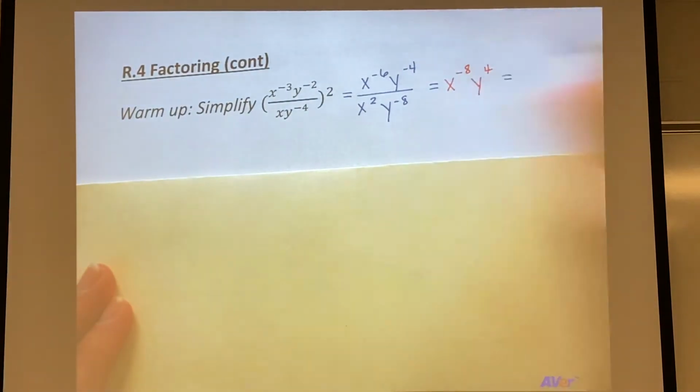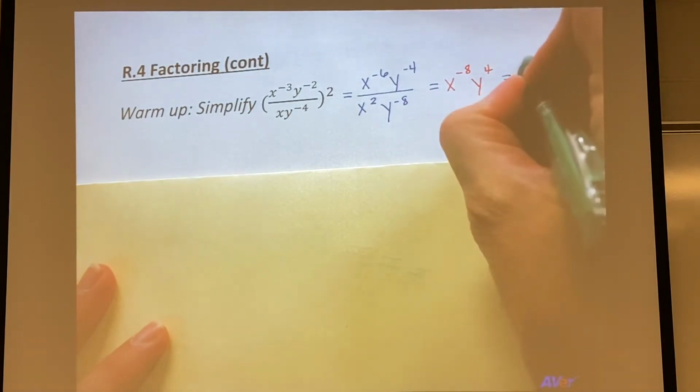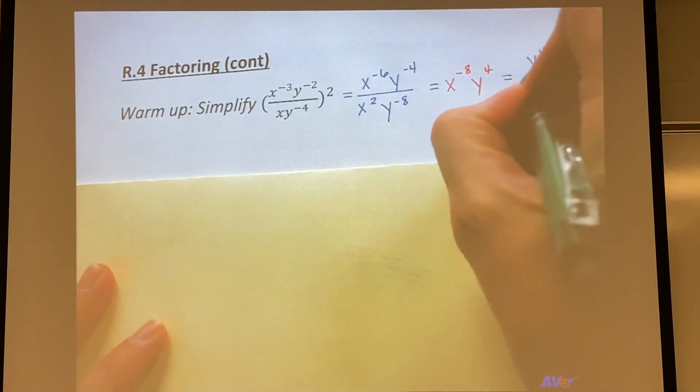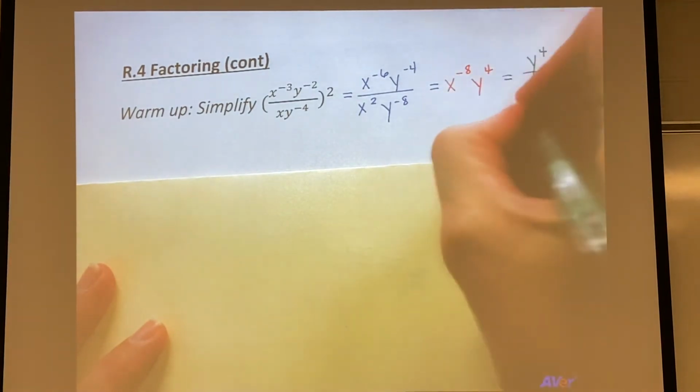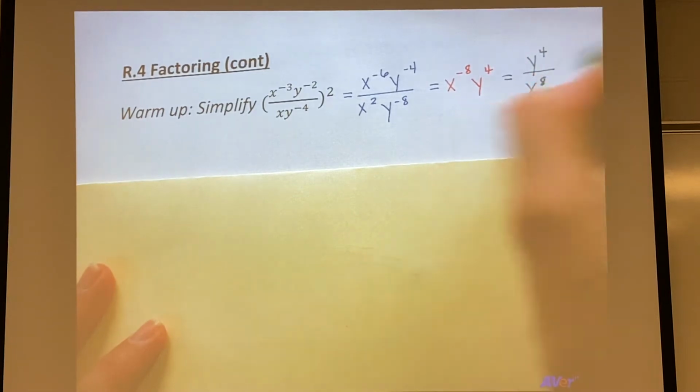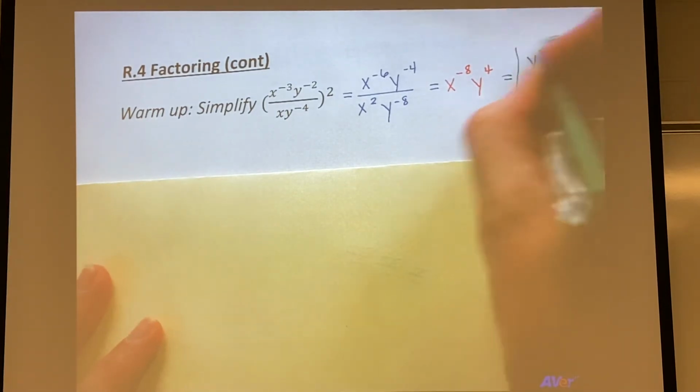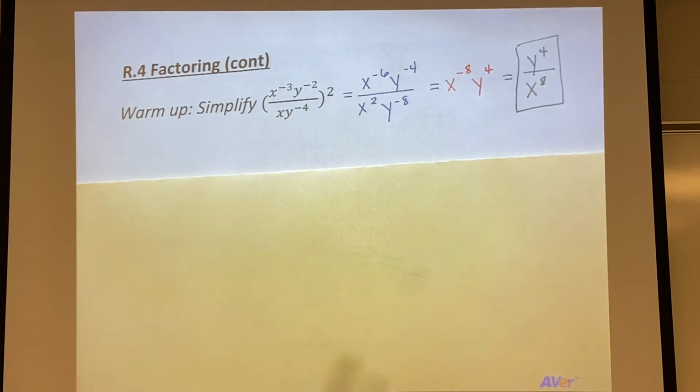and then we want to get rid of the negative. So remember, things that don't have a negative stay put. So y to the 4th stays where it is, but things with a negative need to move. So y to the 4th over x to the 8th.